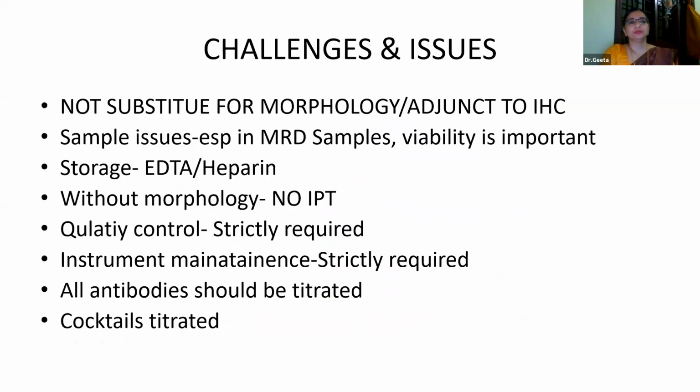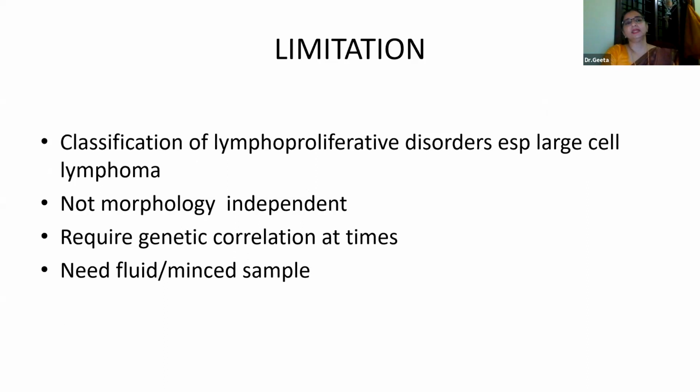So coming to the challenges and issues. So sample issues are, we need good samples in good state. Storage should not go beyond 24 hours. Never see the plots without evaluating the morphology. Quality control is extremely important. Instrument maintenance is strictly required. All antibodies need to be titrated for every batch. The cocktails or the mixtures of antibodies, if we use them, also need to be properly titrated.